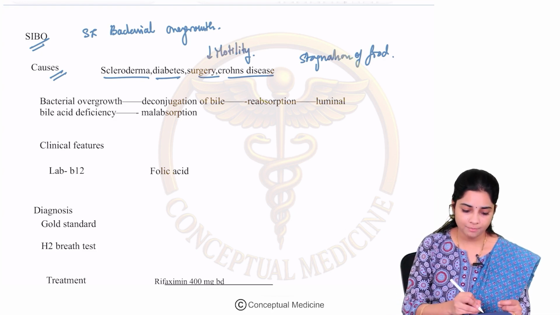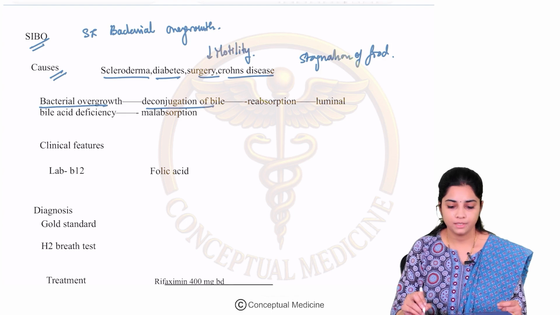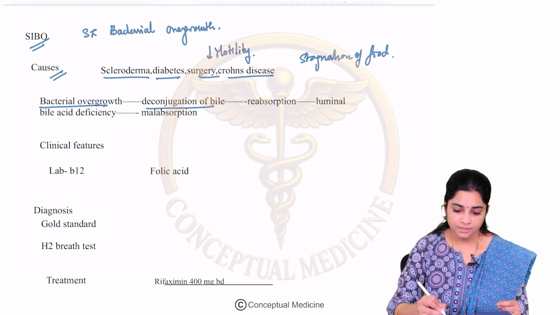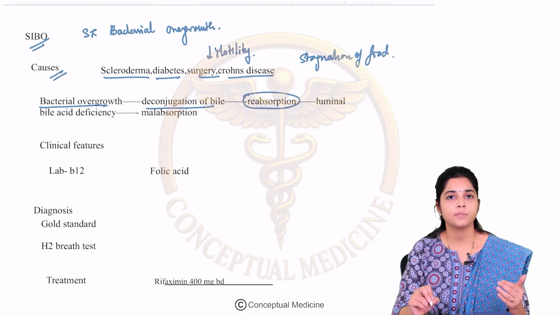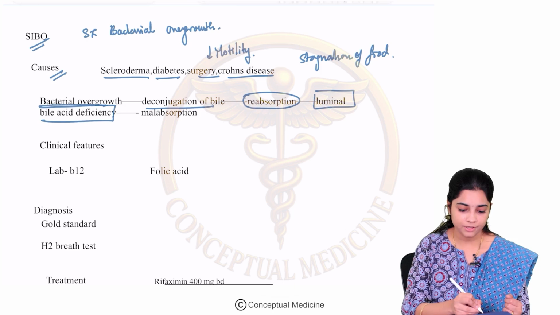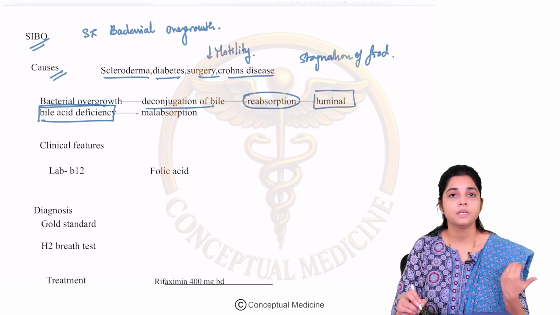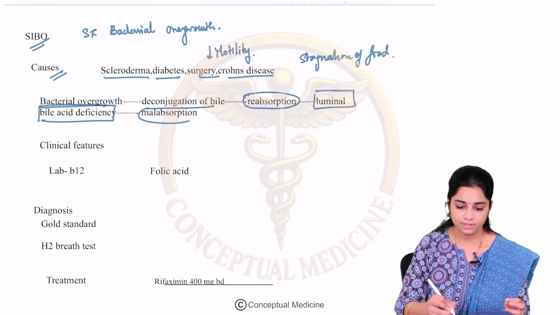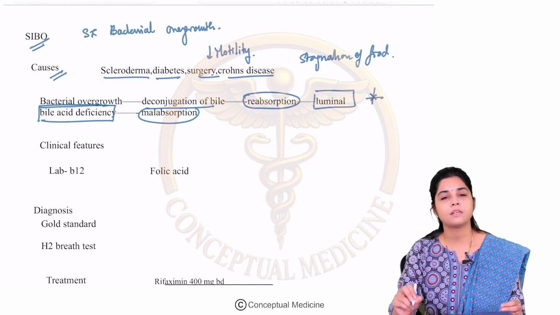Okay. So what happens when there is bacterial overgrowth? There is deconjugation of the bile. We know that conjugated bile is the one which is soluble in bile and intestinal secretions. So once it gets deconjugated, the bile gets reabsorbed. In essence, it results in a luminal bile acid deficiency. Though there is no actual bile acid deficiency, because of this deconjugation and reabsorption, there is a luminal bile acid deficiency which results in malabsorption. So this is the basic pathophysiology behind the malabsorption of SIBO.